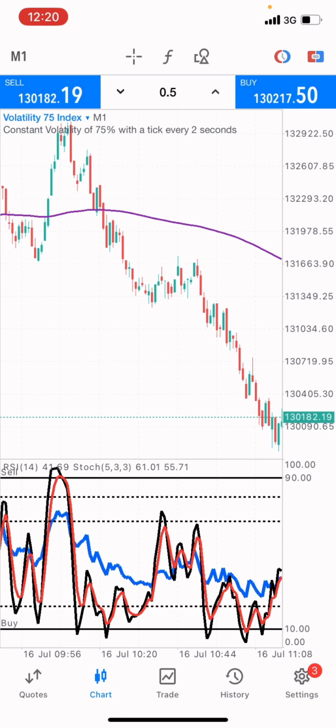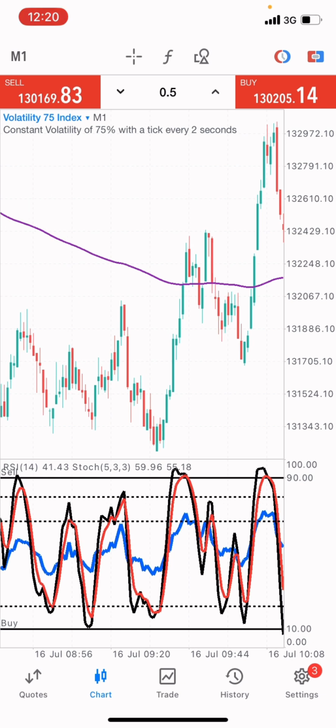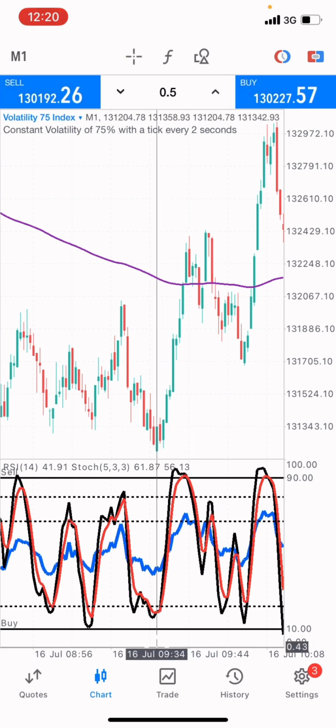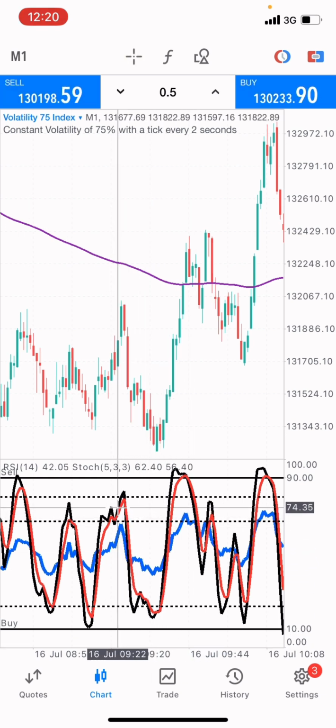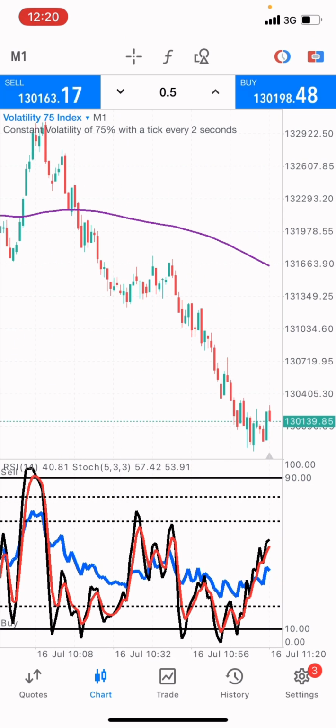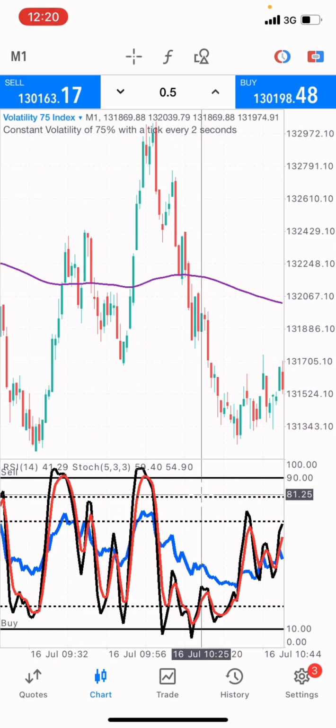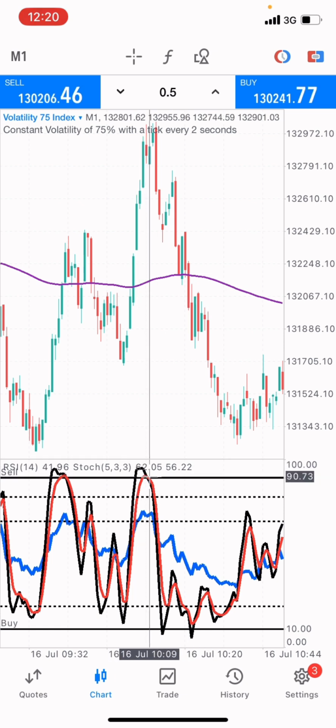Perfect guys. I want you to pay attention to what I'm about to share with you. The two things you need to take note of are these two lines, this black line here and this red line here. Just as you can see at this point, very perfect. This black line and this red line are two perfect trade lines we need to take note of.